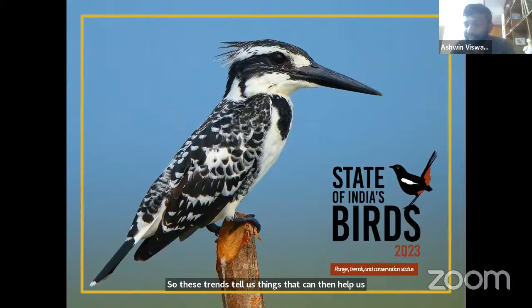This is all there in the State of India's Birds report. I urge you all to go to the website, take a look at the SoIB website and explore many trends, many of the results, and read the report in detail. There's lots of information in there, not just about trends, but about threats, about policy recommendations. There are many different interesting angles in the report, and all of you do take a look at that in detail.